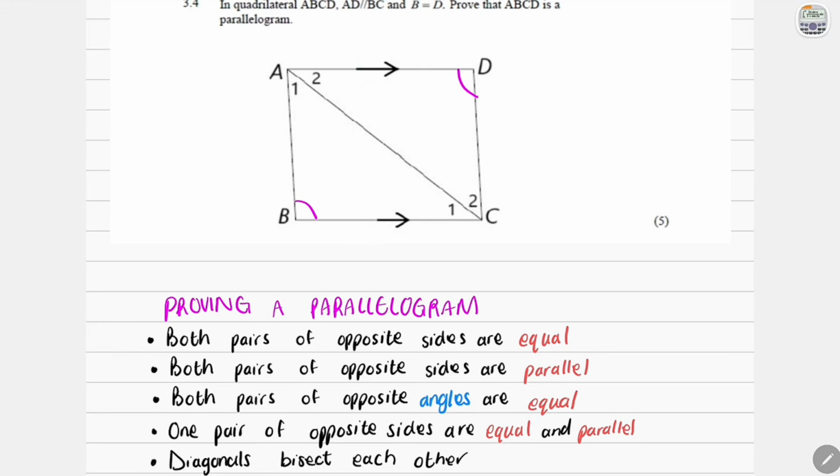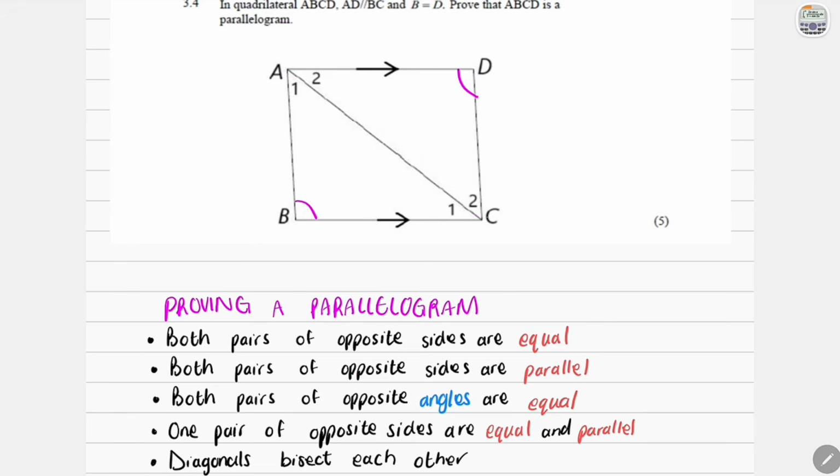And then the last one is that the diagonals bisect each other. I would not go for this because we only have one diagonal here. We don't have any coordinates. We can't actually show that the diagonals bisect each other. To show that diagonals bisect each other, all you have to do is show that they have a common midpoint. Because if this is the middle, then it means that this is equal to this, and this is equal to this. In that way, this diagonal is cutting that one into 2 equal parts, and this diagonal is cutting that one into 2 equal parts.